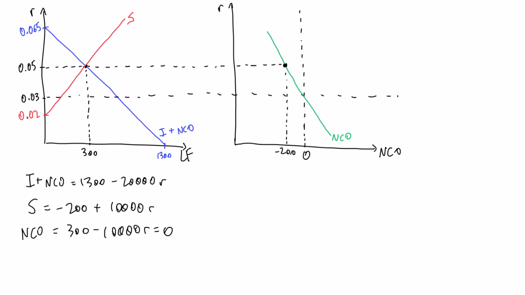Now we're ready to go over to the foreign currency exchange market. The key to foreign currency exchange is the equation NCO equals NX. We already know by plugging the real interest rate of 0.05 into the NCO that NCO is going to be negative 200. Net exports, we're going to use the function that we introduced at the beginning of the video, which is 500 minus 500 times real exchange rate.